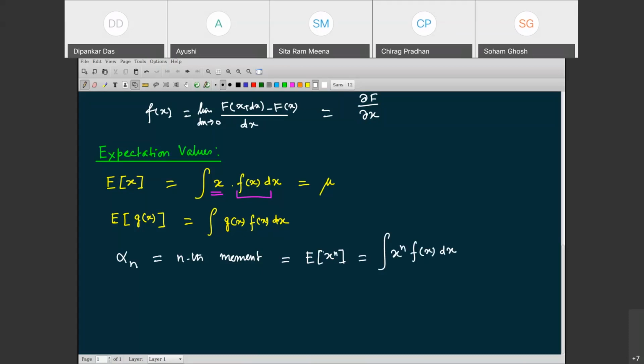But this is not very useful if you just calculate the moment. This is only useful if your expectation value of x is 0. But more often than not, you will be interested in determining whether your distribution is symmetric or not. And when you talk about the symmetry of a distribution, you usually talk about, is it symmetric about the mean? Is it symmetric about the mean value of the distribution?